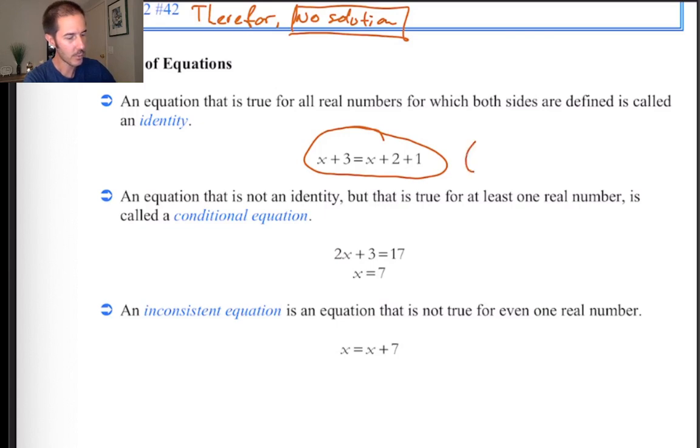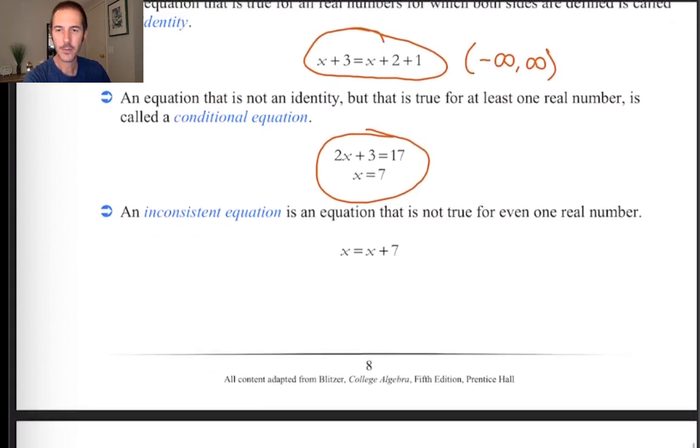So maybe your solution set to an equation like that turns out to be the interval going from negative to positive infinity. In other words, all real numbers. A conditional equation is the one that we're most used to, where you solve the thing and you get one x value in that case, or if it's a quadratic, maybe you get 2.